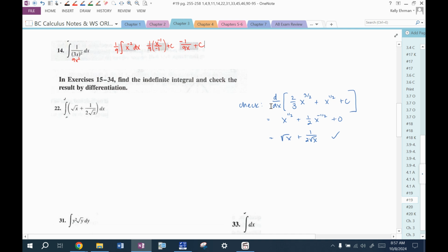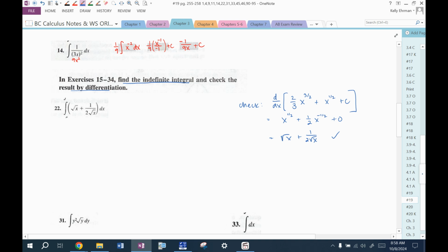For these problems, I left my checking work over here because I just didn't want to extend the video. So it says find the indefinite integral and check the result by differentiation. You're not going to have to check on your AP test, but this is just trying to point out to you that you can check your answers. If you find yourself with extra time, or if you're in a multiple choice problem, sometimes instead of integrating, you might want to just take derivatives of the answers and see if you get the original problem.